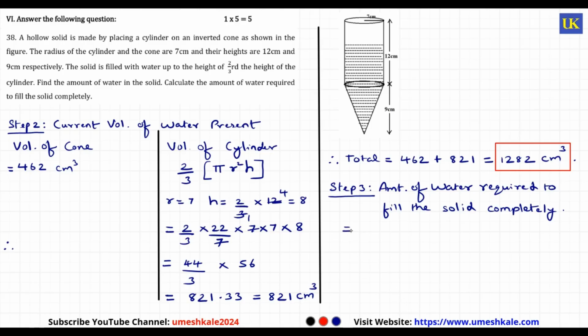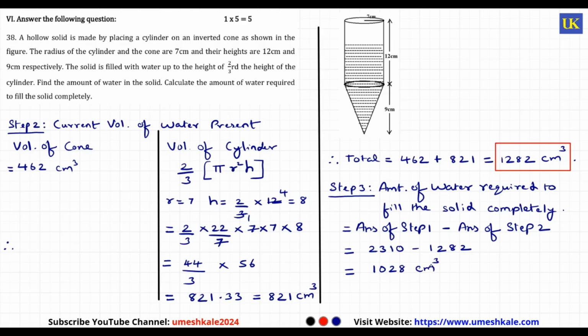And for that, we need to take the answer of step 1 and subtract it with the answer of step 2. So 2310 minus 1282, and the answer is 1028 centimeter cube.